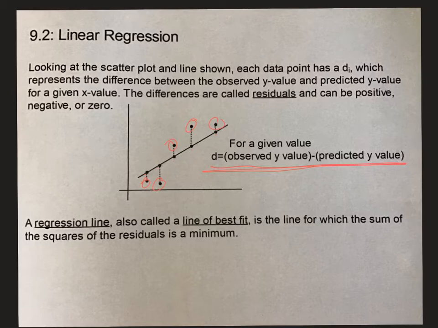So a regression line or line of best fit is the line for which the sum of the squares of the residuals is a minimum. So basically, it's going to go through those points with the smallest possible amount between those observed and those predicted Y values. It's going to be a line that is as close as it can possibly be to all those points in your scatter plot.